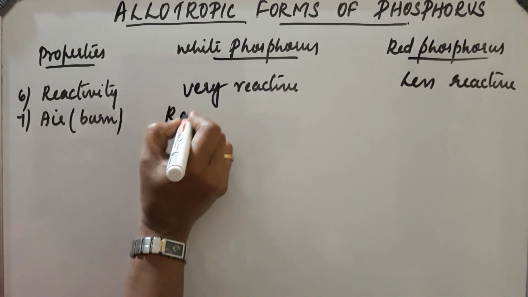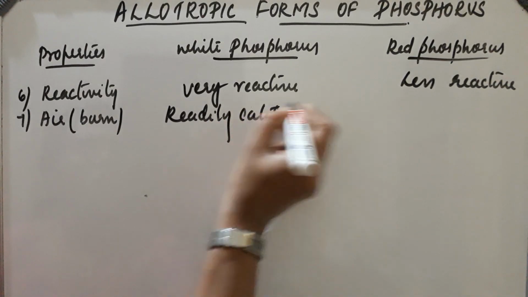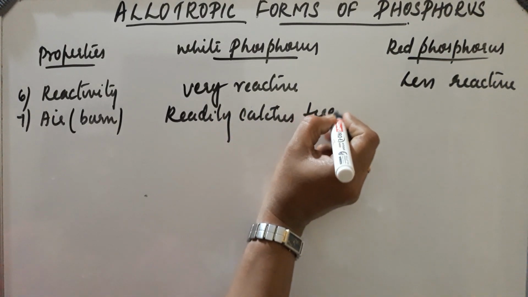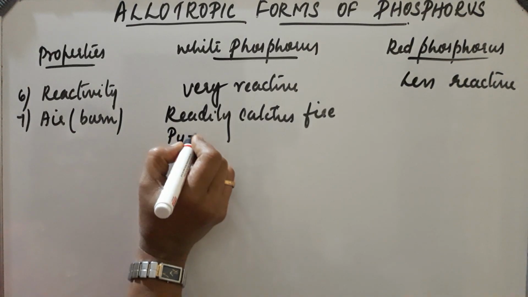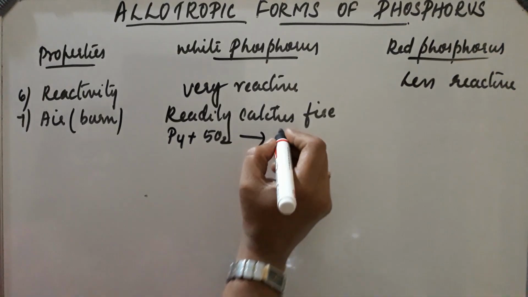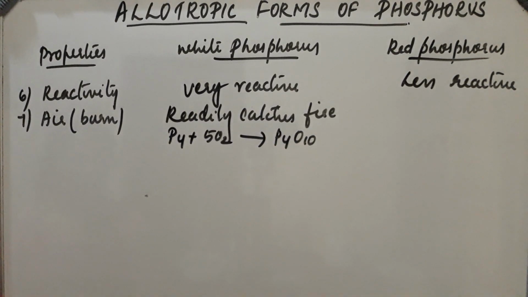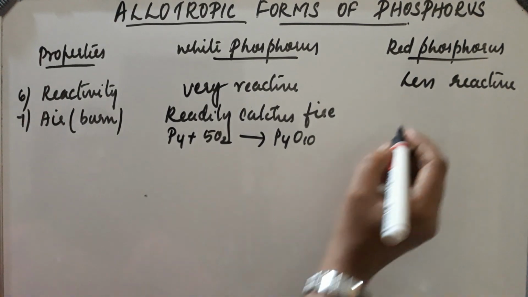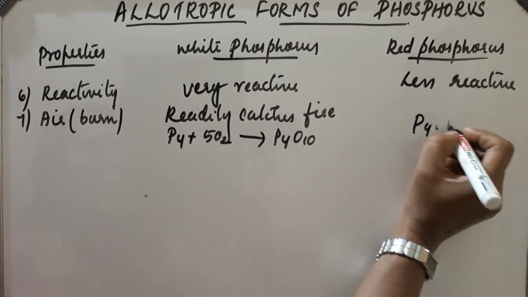White phosphorus readily catches fire and forms P4O10. The reaction is P4 plus 5O2 gives P4O10, so dense white fumes are obtained. Red phosphorus also catches fire and forms dense white fumes, and here also it forms P4O10.